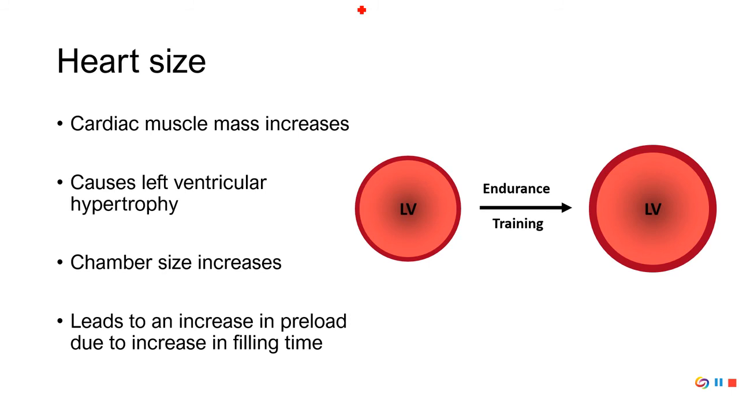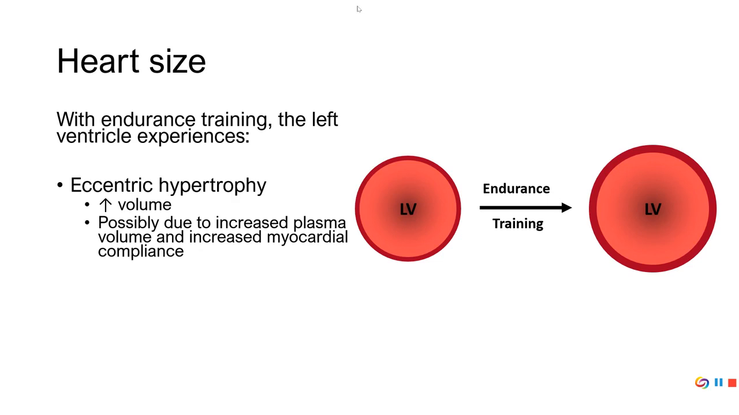One of the things that will happen is that we're going to have an increase in filling time because heart rate's going to be reduced for a given workload. Having a bigger chamber, it can hold more blood, and because there's more time to fill it up, that's also going to help. So we're going to be able to fill up with more blood and then eject more blood with each contraction.